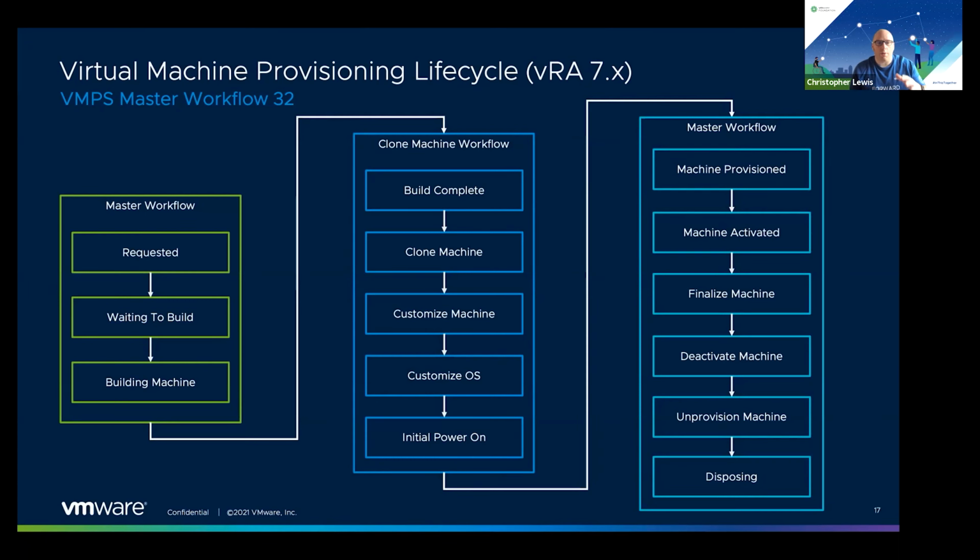And then when I'm cloning my VM template, there's some stages in that clone process where again I can call out to third-party systems. And once those machines have been cloned, and there could be multiple machines, it goes through machine provisioned, I've activated it, I've finalized the machine. And then when I want to destroy the machine, I go to deactivate, unprovision and disposing machine.